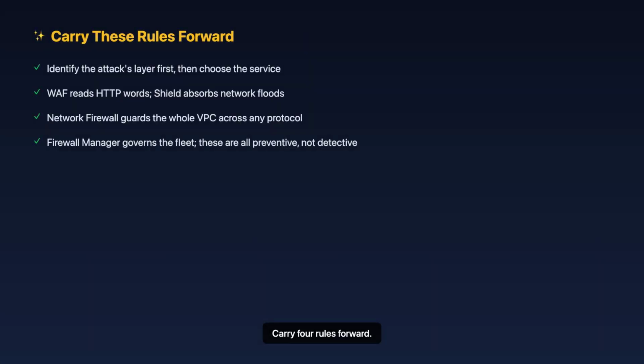Carry 4 rules forward. Identify the layer of the attack first, then choose the service. That single habit answers most of these questions. WAF reads the HTTP words, while Shield absorbs the network floods. Network Firewall guards the whole VPC across any protocol, filling the gap security groups and NACLs leave open. And Firewall Manager governs the entire fleet from one place. All 4 preventive defenses. They stop attacks at the edge.